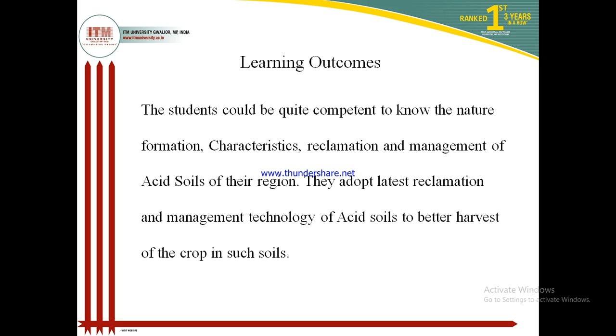Now, the learning outcome of this lecture is that students should be quite competent to know the nature, formation, characteristics, reclamation and maintenance management of the acid soil of their region. They adopt the latest reclamation and management technology of acid soils for better harvest of crops in such soils.